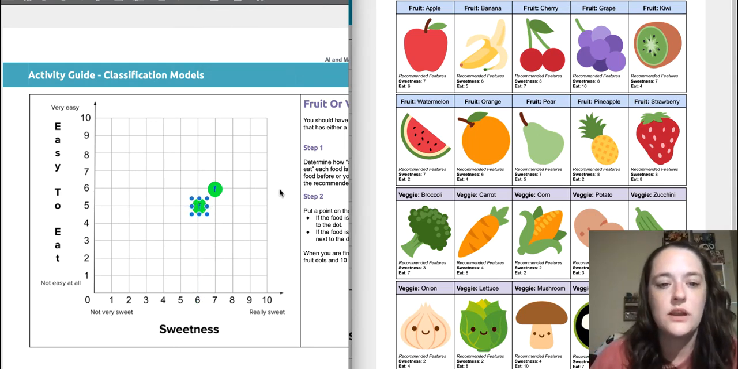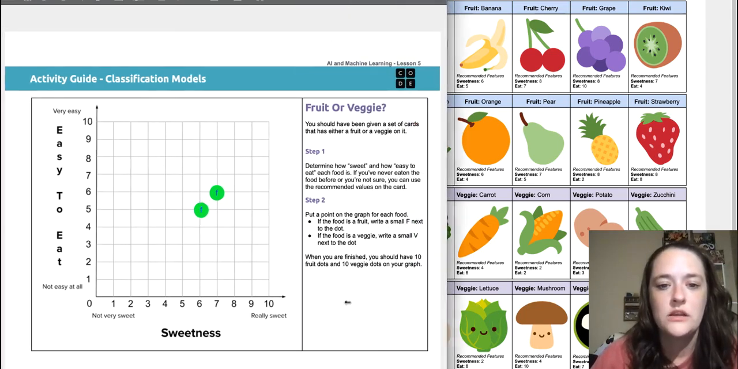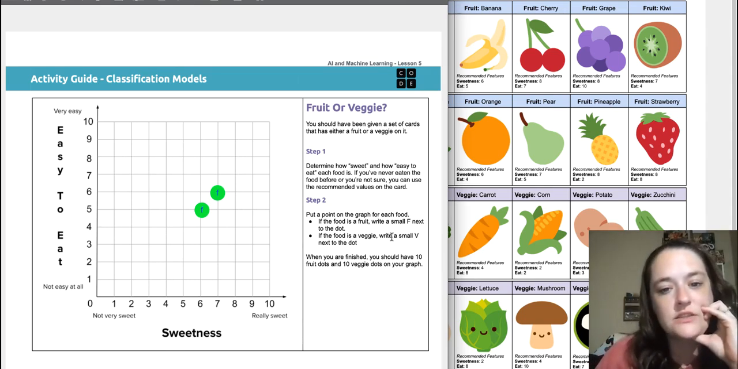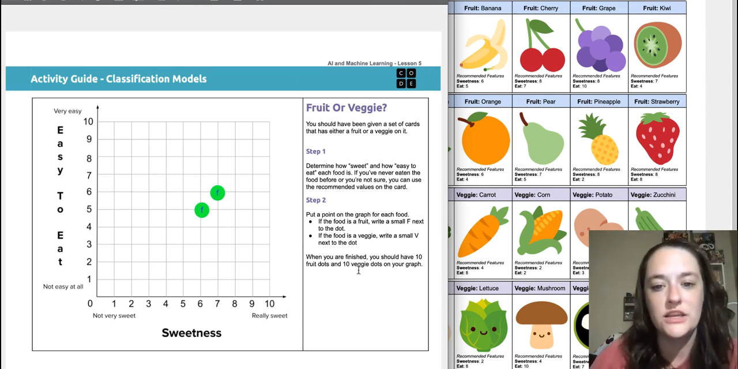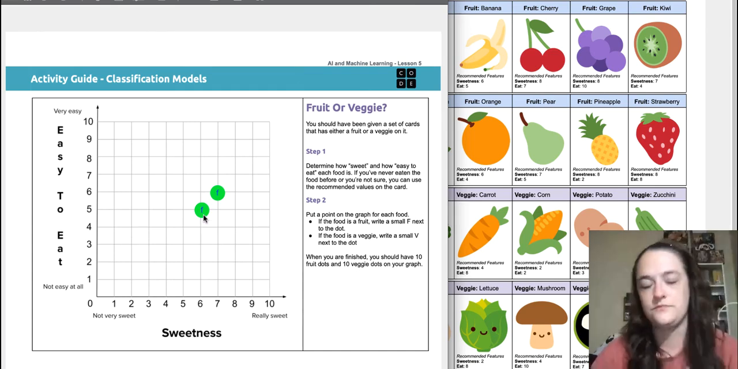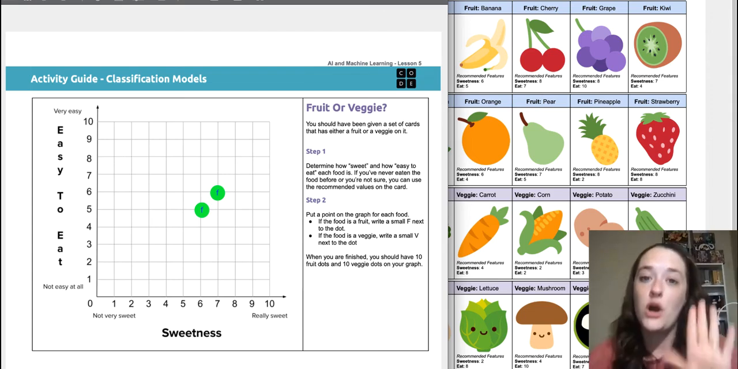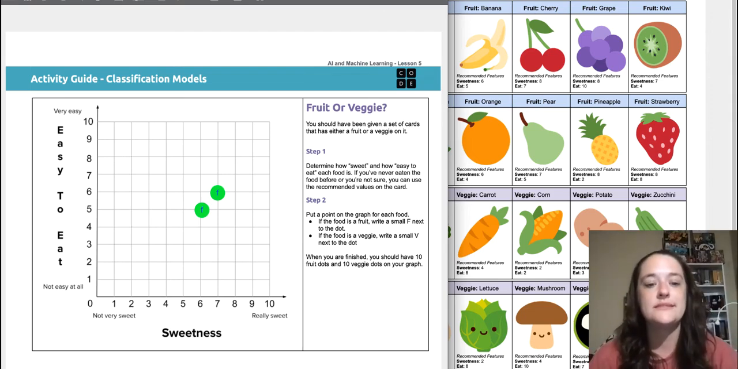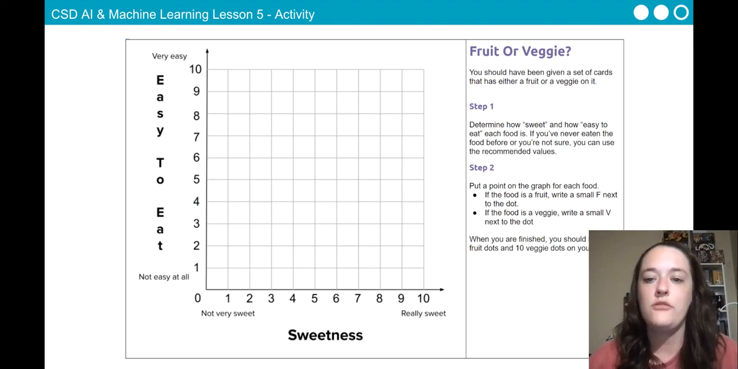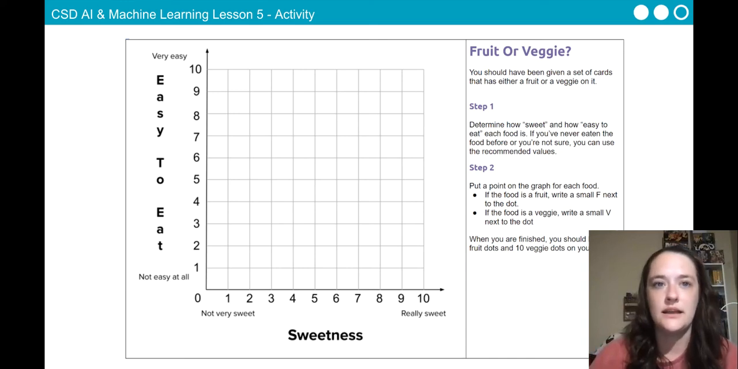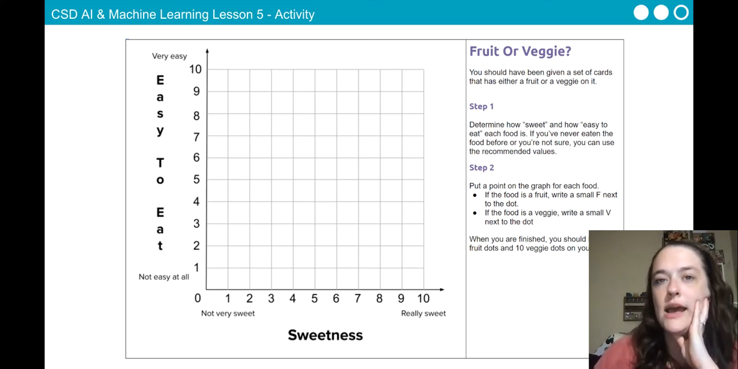So what I want you to do is keep going and completely fill this up. It says if the food is a veggie, write a small V next to the dot. When you are finished, you should have 10 fruit dots and 10 veggie dots on your graph. I would probably also make the veggie dots a different color. But pause the video here so that you can complete this activity guide. Now remember, you can use the recommended values if you want to, and whenever you get done, we are going to look at a completed graph.